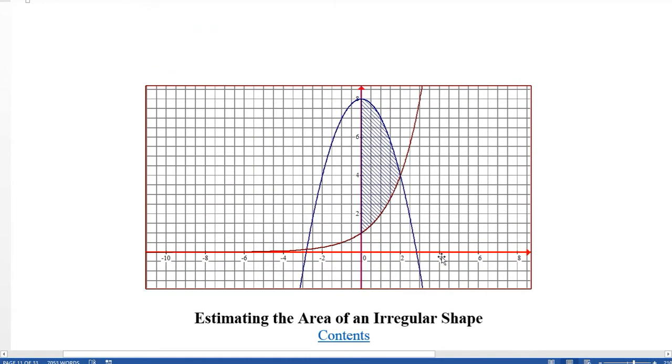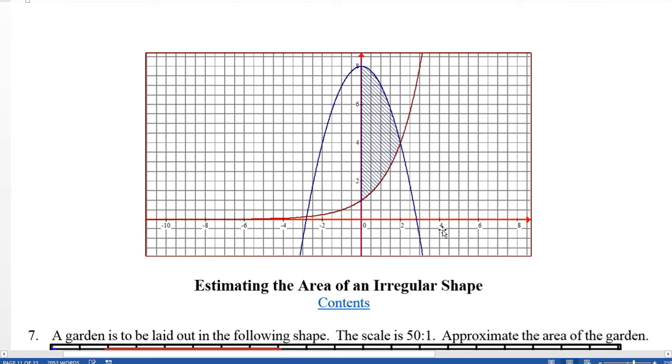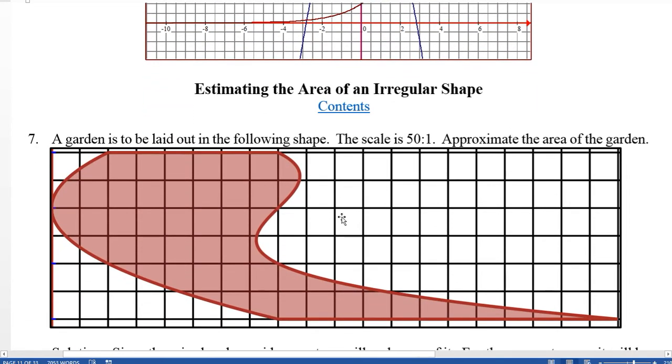In our next video we'll talk about how to estimate an area of some shape like that where we're just given a graph of it or a picture of it.